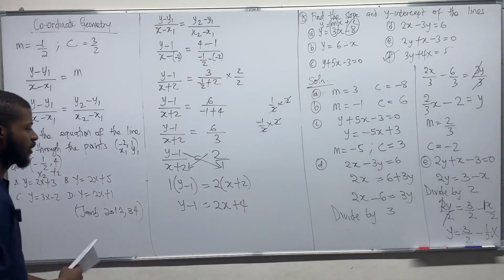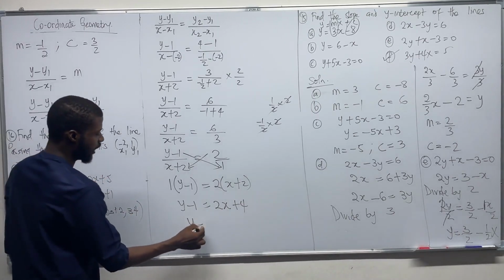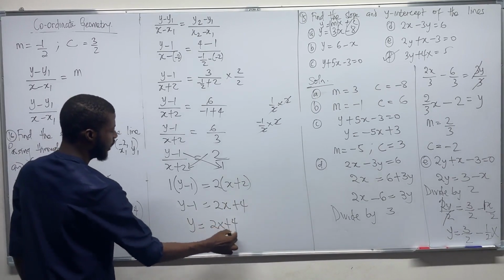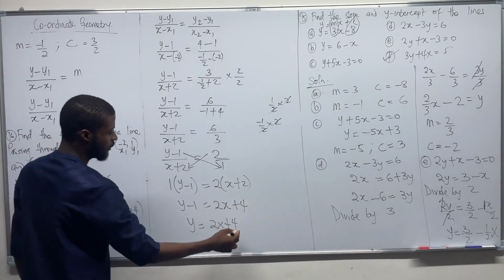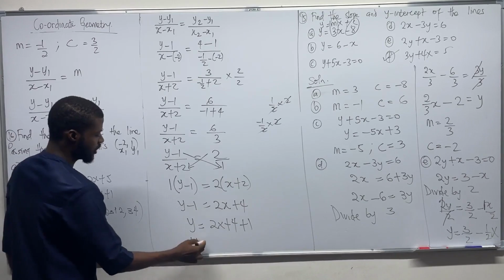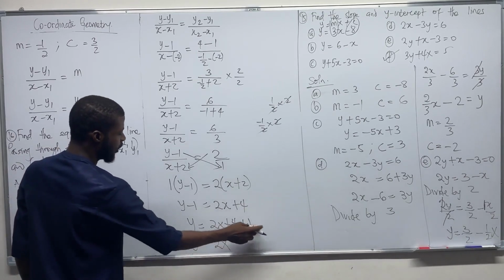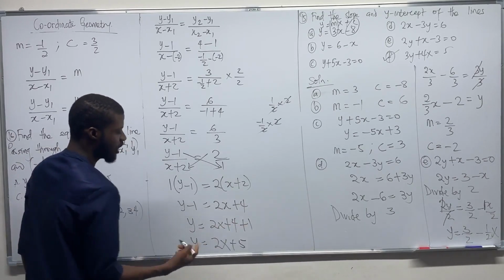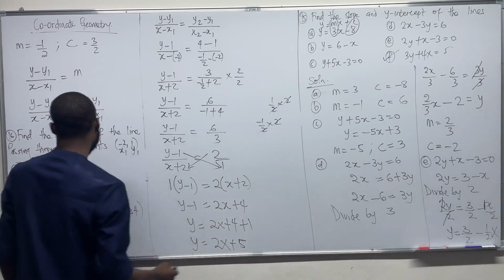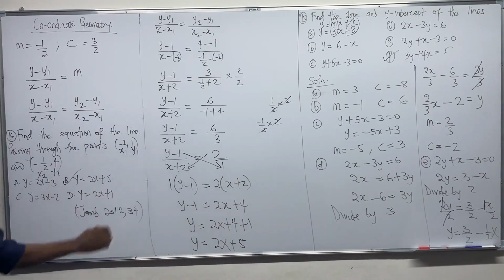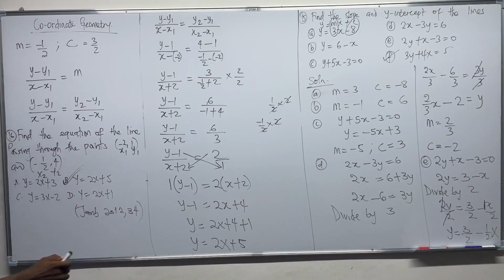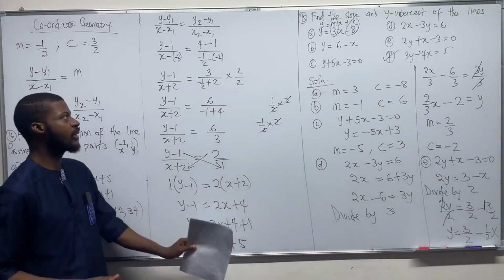So I want to make y the subject also. So this is y equals 2x plus 4. If the minus 1 comes over, it becomes plus 1. So this is y equals 2x, 4 plus 1 is 5. So that's what we have. So the answer to this problem is B. That's y equals 2x plus 5. So that's what we have.